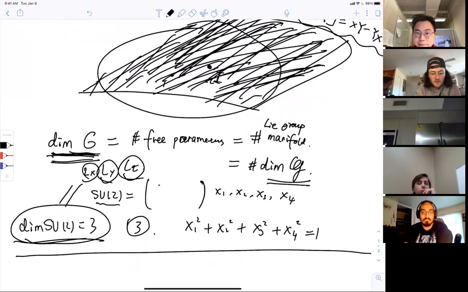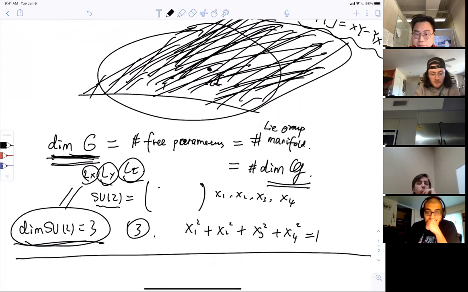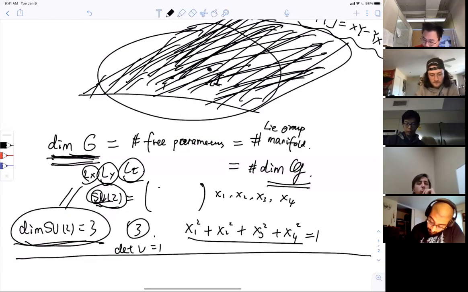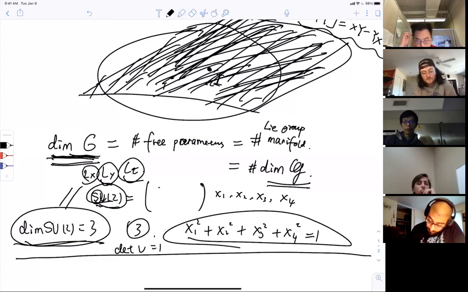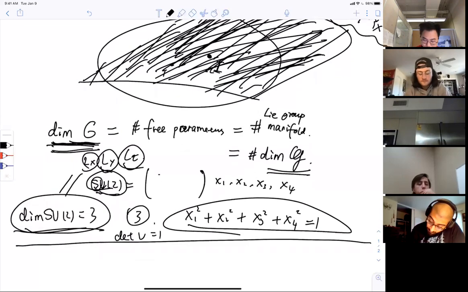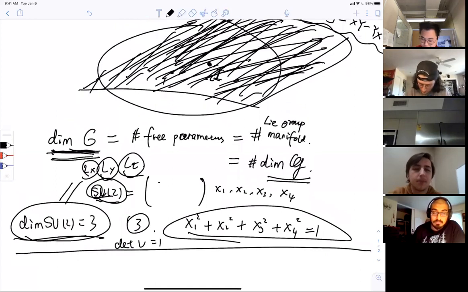Could you remind me why we have the constraint that x1 through x4 squared is equal to 1? I think it's because we want this to be unitary. Basically, S means the determinant of this guy is 1. So eventually you get this. But you can look it up online, here's just an example.